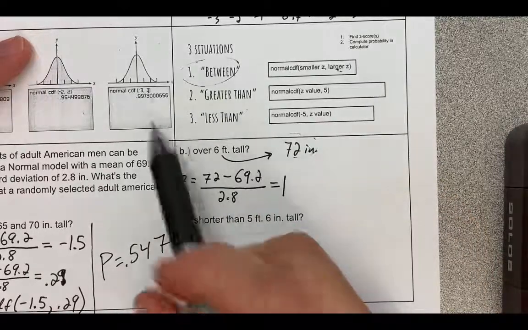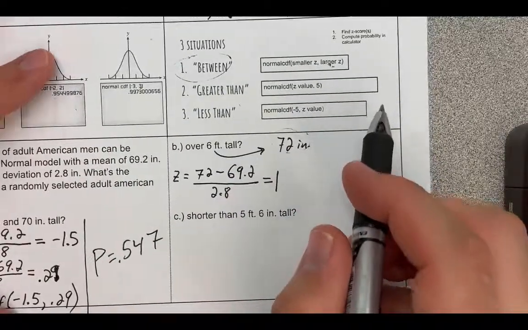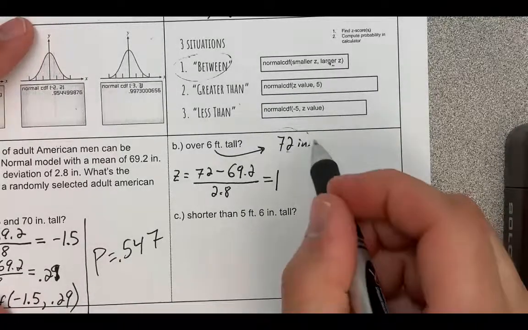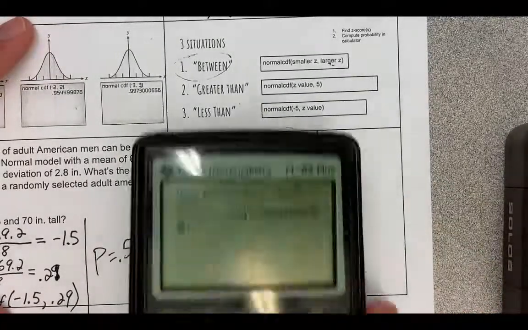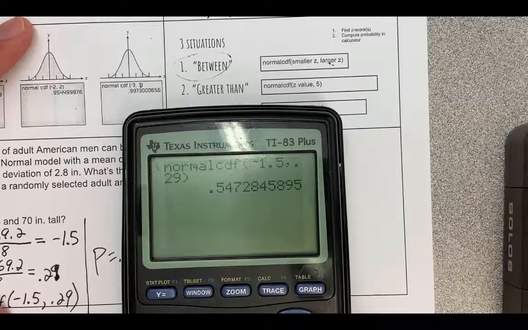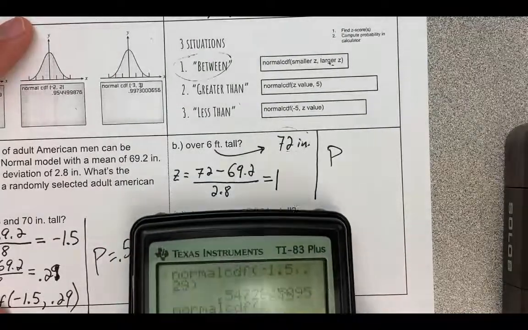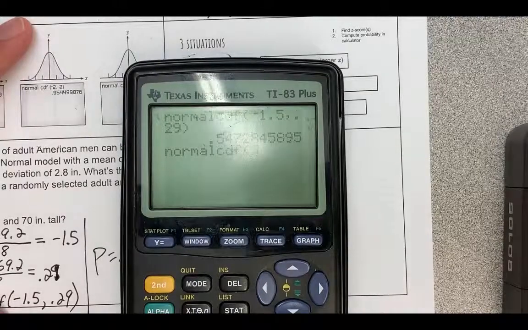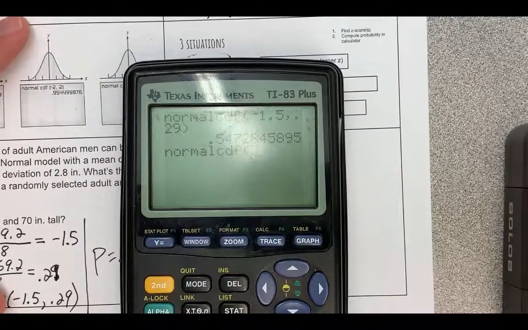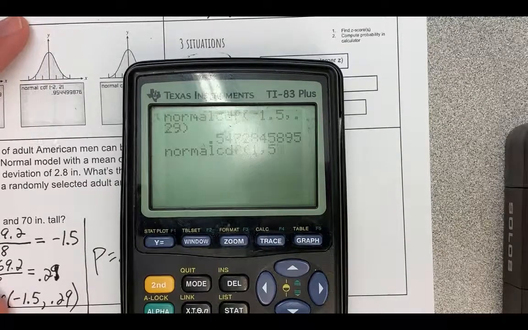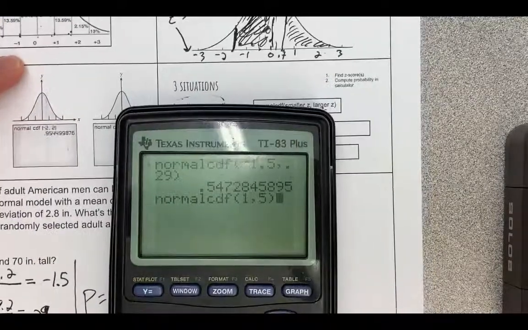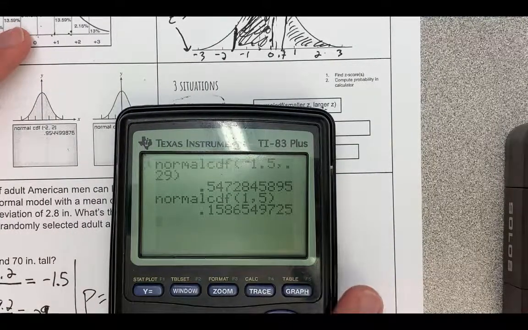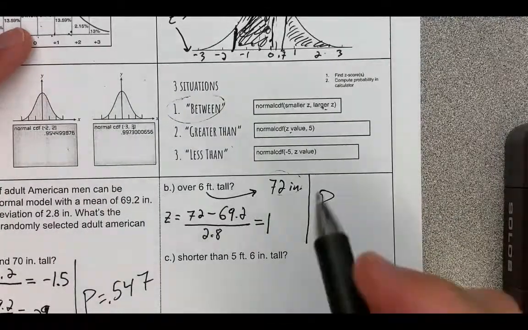We could just look at the graph, but just to get a little bit more practice, we'll use normal CDF. In the calculator, we'll go normal CDF, and we're looking at the greater than line. So in greater than, we're going to enter the z value, comma 5. What that does is give you the probability between 1 and 5 standard deviations away from the mean, which is basically 0. So from 1 to 5, you get 0.159 for the probability.